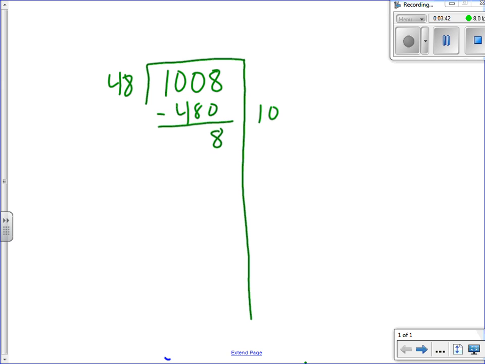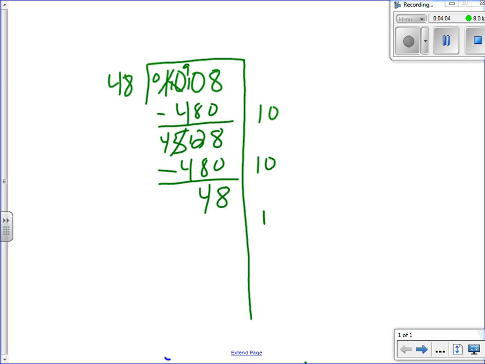8 minus 0 is 8. I have to borrow here. So 10 minus 8 is 2. And 9 minus 4 is 5. I have 528. Well, I know another 10 is going to work, because that's 480. I don't even have to multiply that again. 8 minus 0 is 8. I have to borrow here again. 12 minus 8 is 4. I have 48 left. Well, pretty simple. 48 goes into 48 one time.